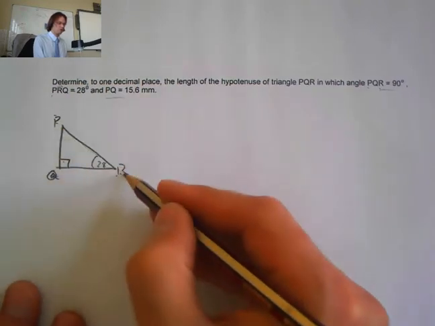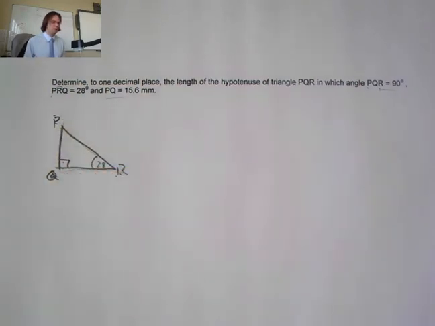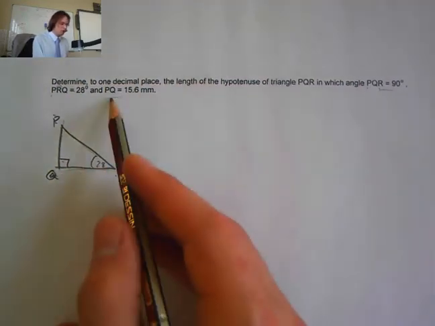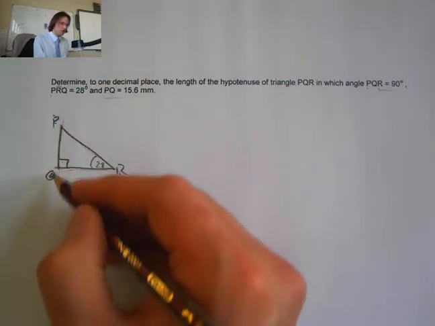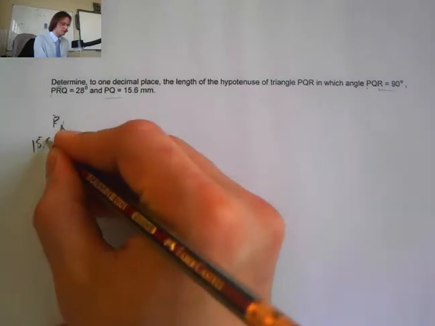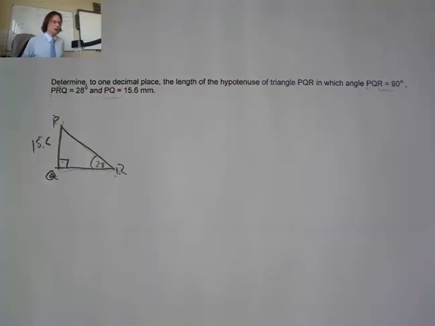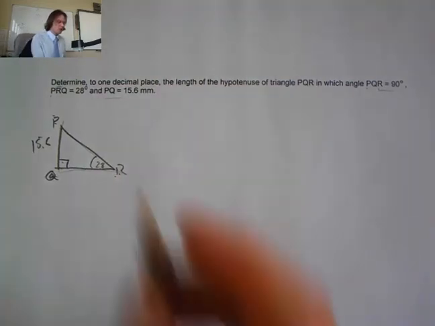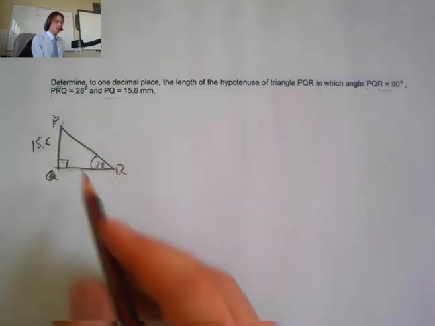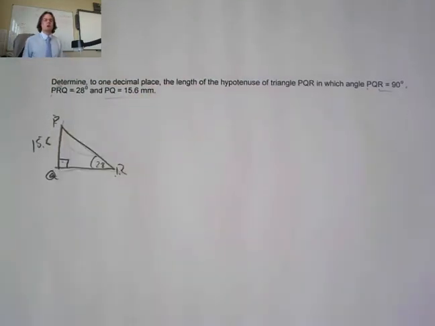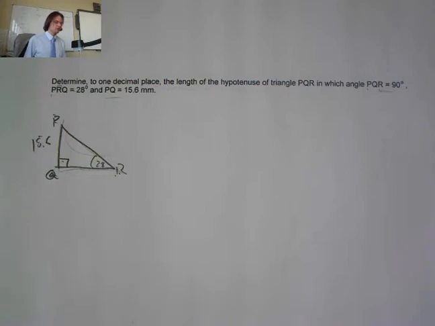Yep, so if we go this way, that's 28 degrees. If we go this way, that's 90. Perfect. Now the hypotenuse, and we know side PQ is 15.6. All right? Now, what does it want us to do? Determine, to one decimal place, the length of the hypotenuse. We're going to try and find this hypotenuse here.